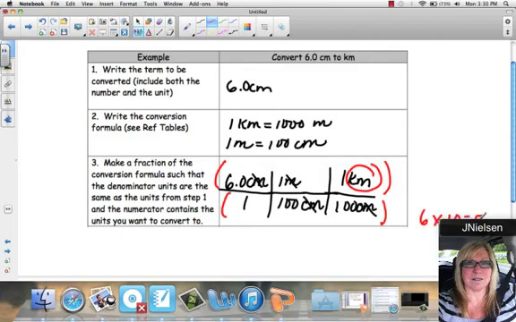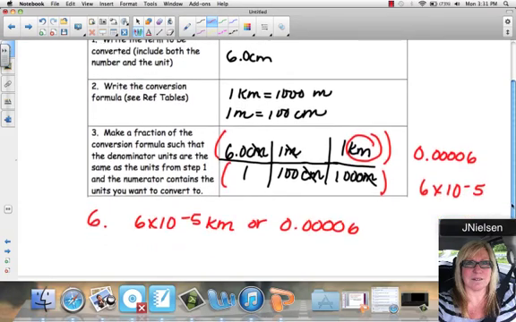If I want to write this out, we have multiplied the term. It says in number 4, multiply the term in step 1 by the fraction in step 3. Well, we've done everything all at once, and we've canceled out like units. We canceled out centimeters and centimeters, meters and meters, and we're left with kilometers. So in number 6, your last box, you can definitely put the answer 6 times 10 to the negative 5 kilometers. Or you can write it out in standard form.